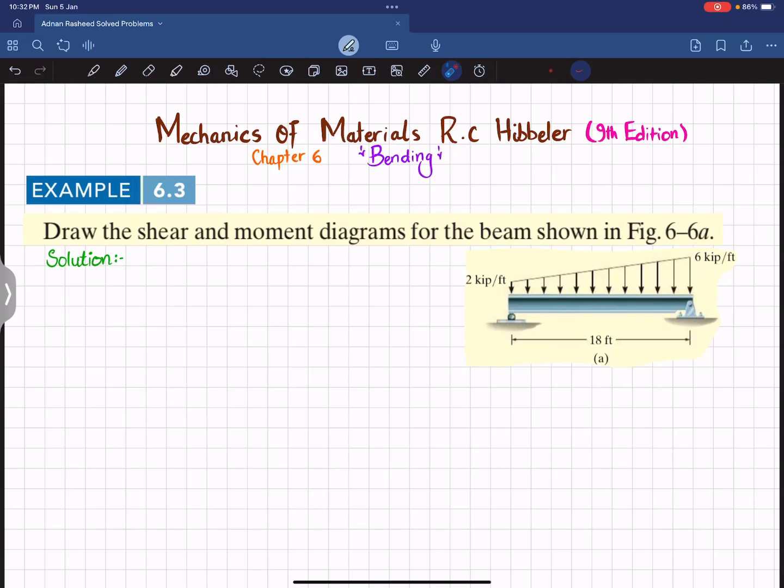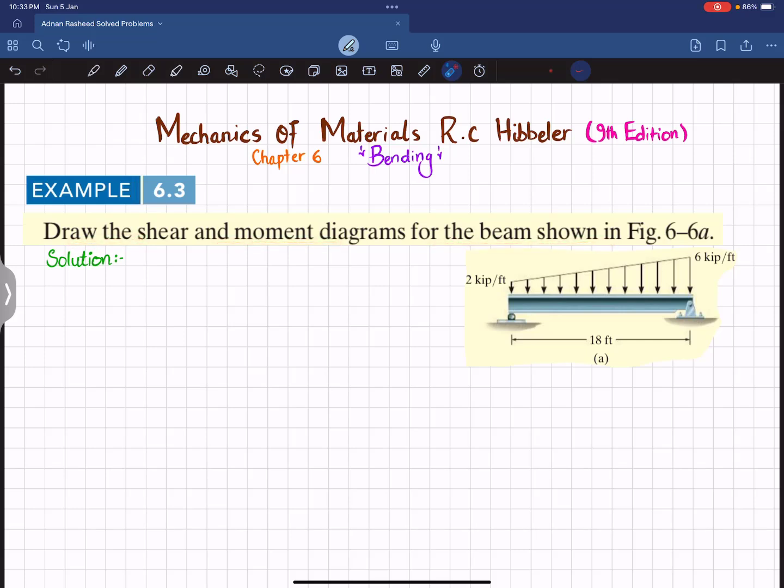Welcome back. In this video, we are going to solve example 6.3 that is taken from chapter number 6, Bending, and the book name is Mechanics of Materials by R.C. Hibbeler, 9th edition. So the statement is: draw the shear and moment diagram for the beam shown.